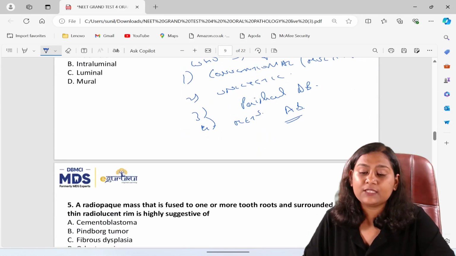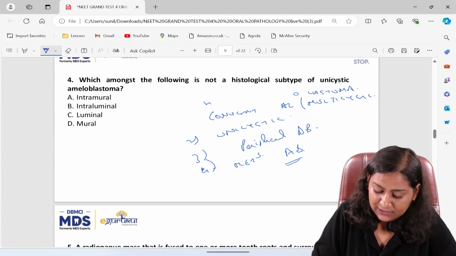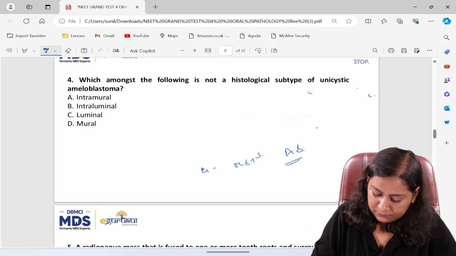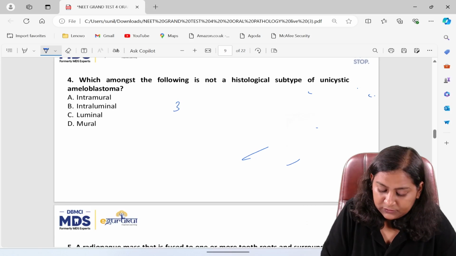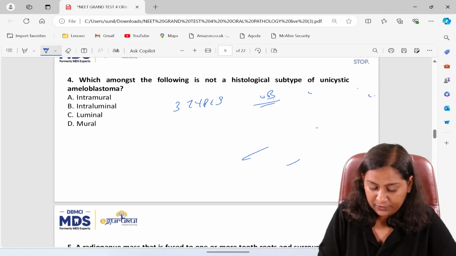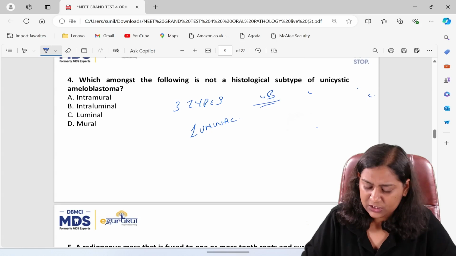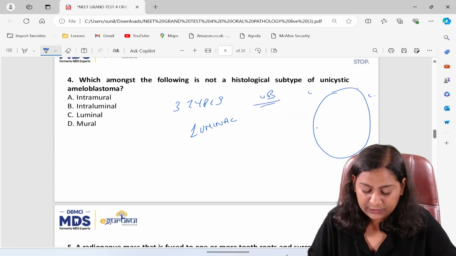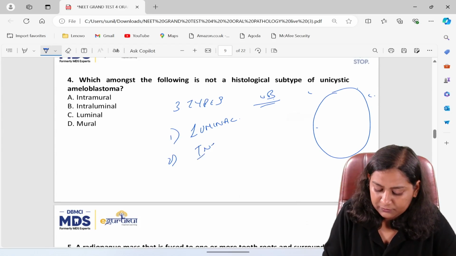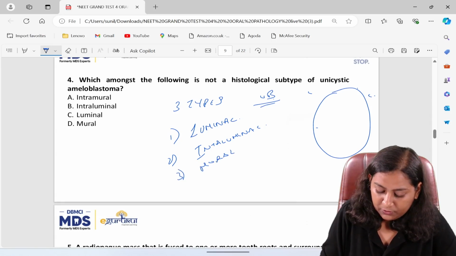Now coming to the unicystic ameloblastoma. Unicystic ameloblastoma means it has one cystic cavity. Now there are three types of unicystic ameloblastoma. I'll tell the three types, then you tell me the answer. Okay. First is the luminal. Unicystic ameloblastoma means it is just like a single cavity, not multicystic. It will not have a soap bubble or honeycomb appearance. Okay. Luminal, intraluminal, and mural.